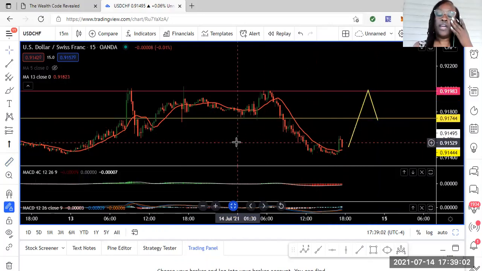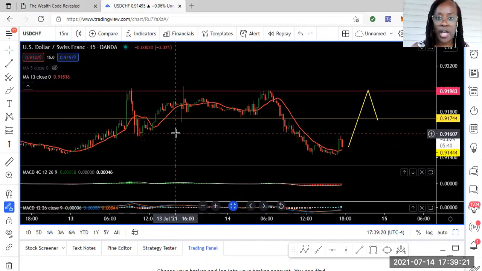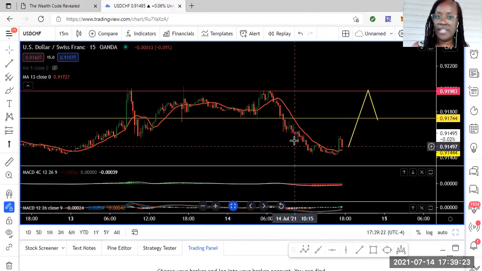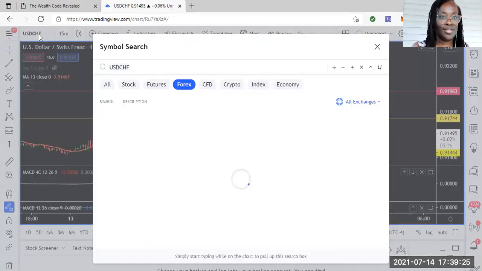Just imagine if you do 2 trades a day and you're getting 20 pips each, you're getting 40 pips per day. And that's really, really good. Consistency is the key. Okay, so that's what I'm looking at, selling USHEF, based on everything that I just showed you all.